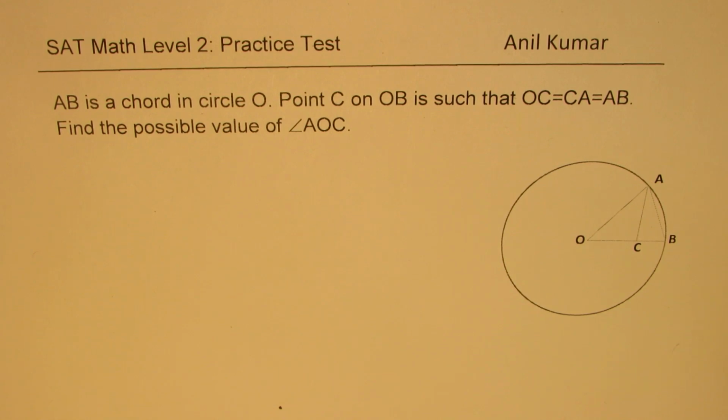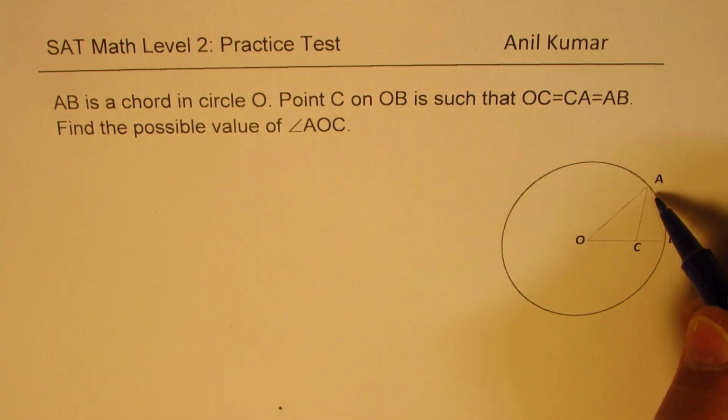We're discussing some questions from Math Level 2. Here is one relating to circles. AB is a chord on circle O, point C on OB is such that OC equals CA equals AB. Find the possible value of angle AOC.